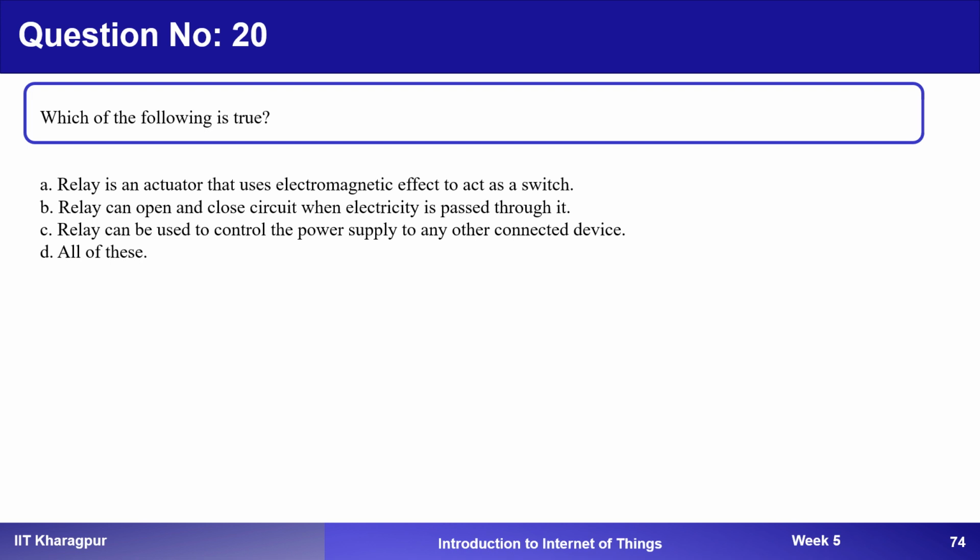So the correct option for this is all of this, because relay is an actuator that uses electromagnetic effect to act as a switch. It can open or close the circuit when electricity is passed through it, and it can be used to control the power supply of any other connected devices.